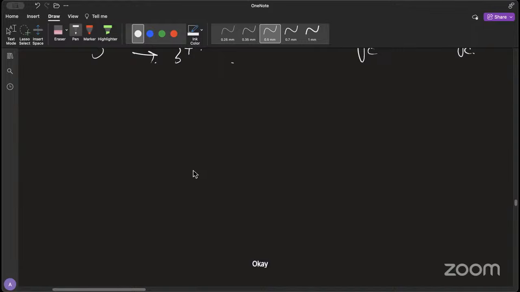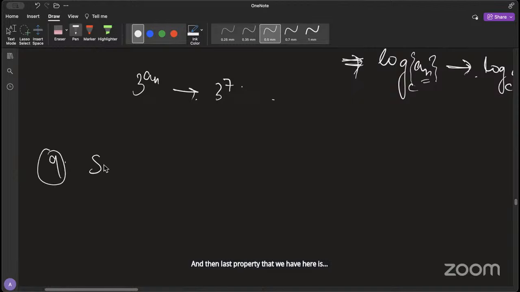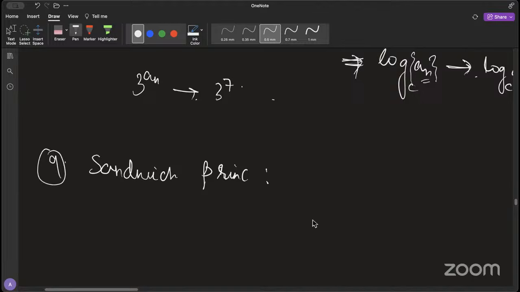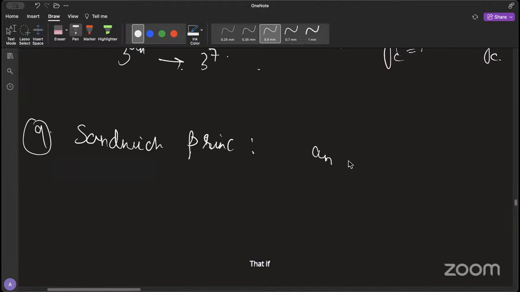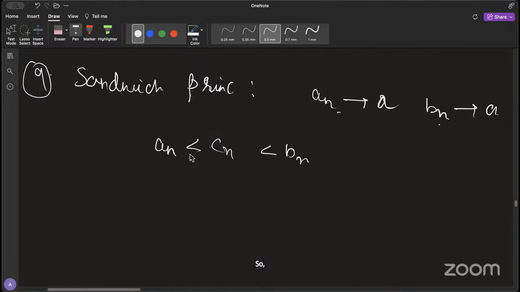Okay. And then the last property that we have here is your sandwich principle, which says that if an is converging to a, and bn is also converging to a, so we have two sequences now that are converging to the same number a. And let's say cn is a sequence which is between an and bn. So this is a sequence which is converging to a.